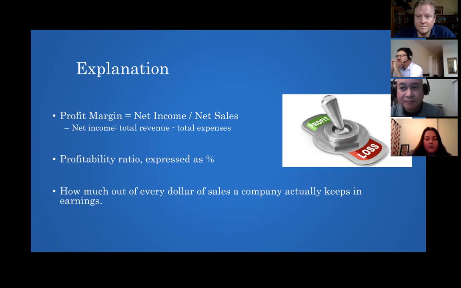Another way of seeing it is how much of every dollar of a company's sales they actually keep in earnings. So here you want to get a higher ratio, as high as possible. To do this, you can either generate more revenues while keeping your expenses constant, or you can lower your expenses while keeping your revenues constant.